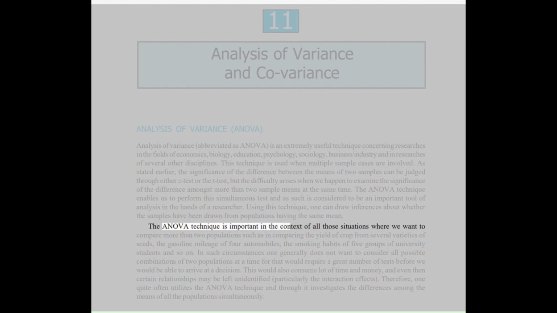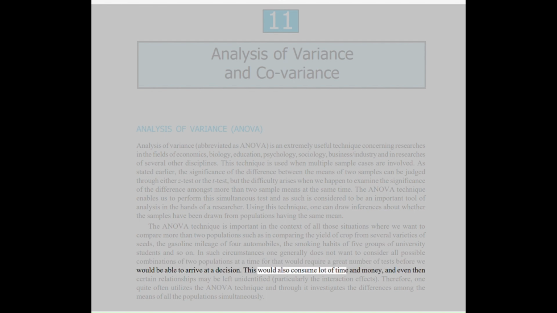The ANOVA technique is important in the context of all those situations where we want to compare more than two populations, such as in comparing the yield of crop from several varieties of seeds, the gasoline mileage of 4 automobiles, the smoking habits of 5 groups of university students, and so on. In such circumstances, one generally does not want to consider all possible combinations of two populations at a time, for that would require a great number of tests before we would be able to arrive at a decision.